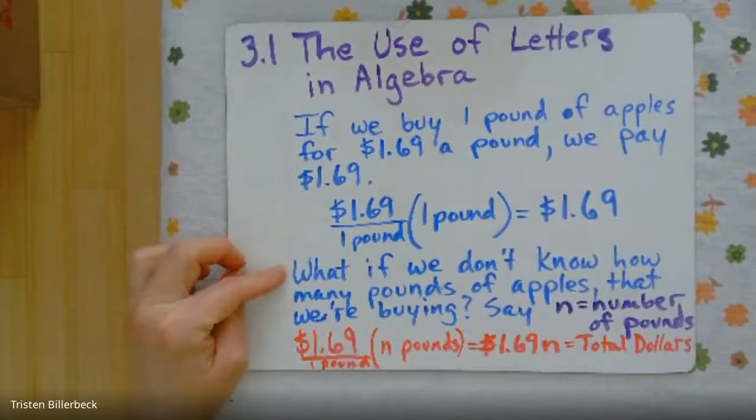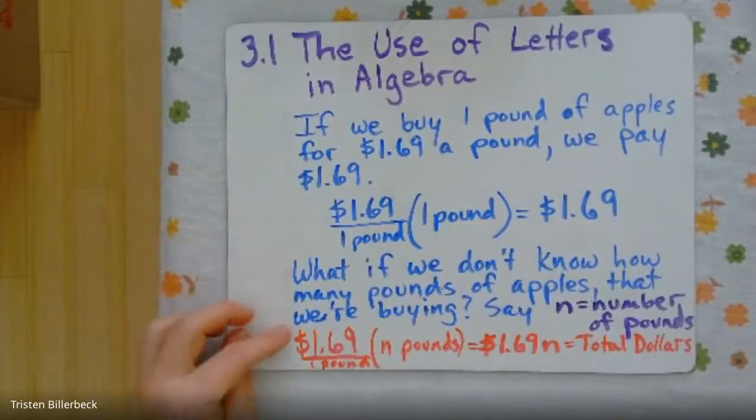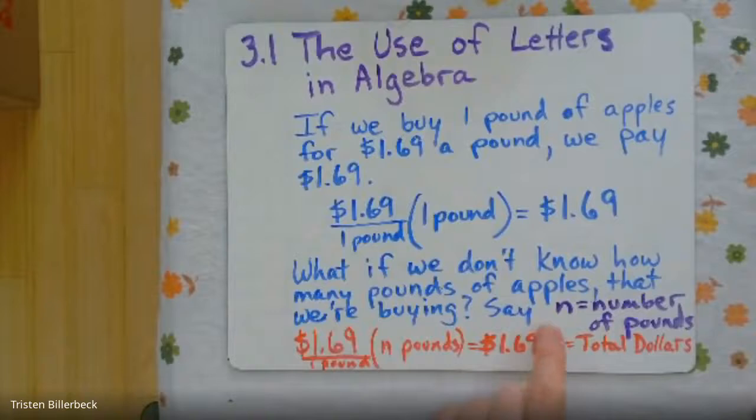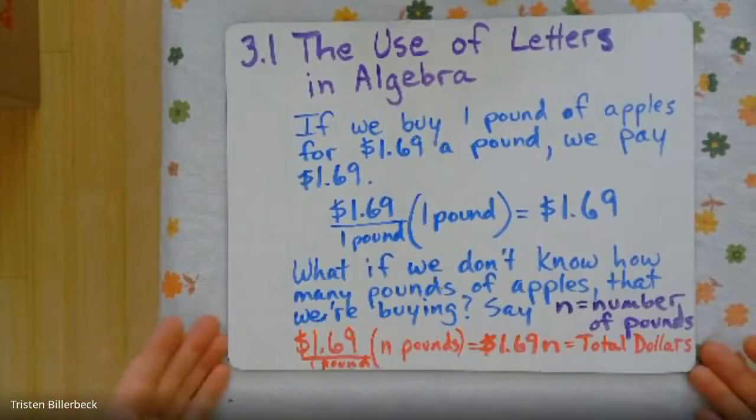So what if we don't know how many pounds of apples that we're buying? If we say N equals the number of pounds, then we'd write $1.69 per 1 pound times N pounds equals $1.69 times N, which would be the total dollars that you would pay to buy the apples. So that's an example of how we might use a letter to represent an equation, and that's where we get into algebra.